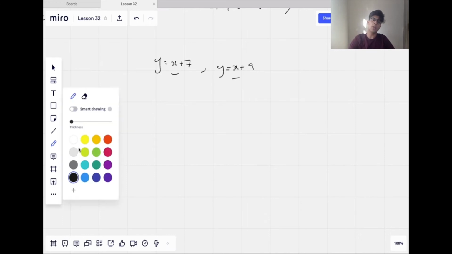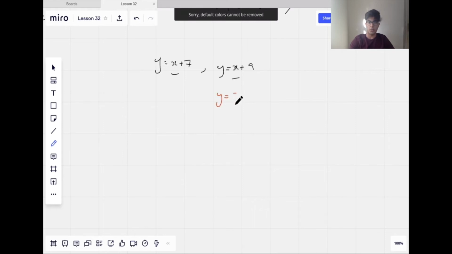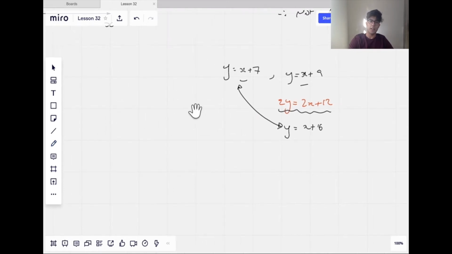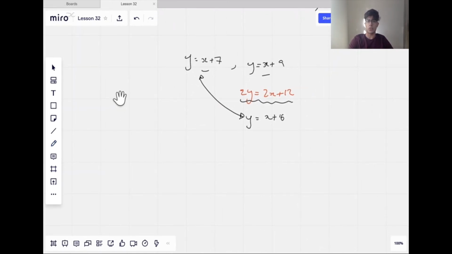One thing to watch out for: sometimes you might have something like 2y equals 2x plus 12. This isn't in the y equals mx plus c form that we usually have. We have to divide everything by 2 to get into the form that we want, so we get y equals x plus 6. And so clearly these are parallel now, but it's less obvious in this case. That's just something we need to watch out for. But that's parallel lines, and that's all there is to it: just looking at the gradient and seeing if they're the same.